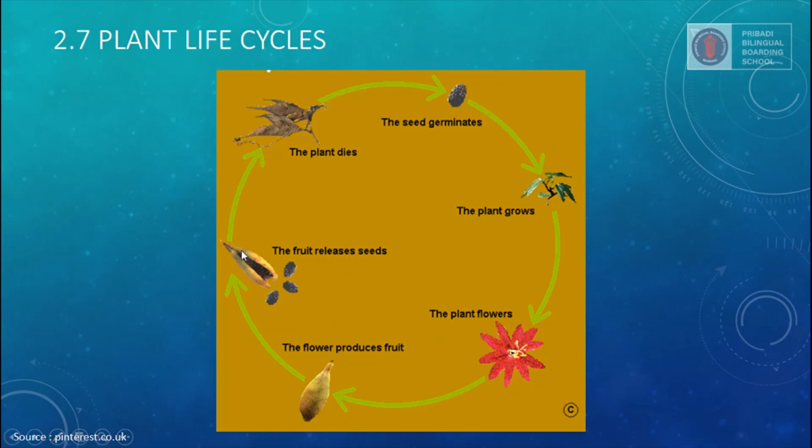Maybe the fruit cracks open or animals eat it, or maybe it floats. And then some plants after this stage die, or they can make another fruit. And then this process will happen again and again and again. It makes the cycle. That's why we call it the plant life cycle.